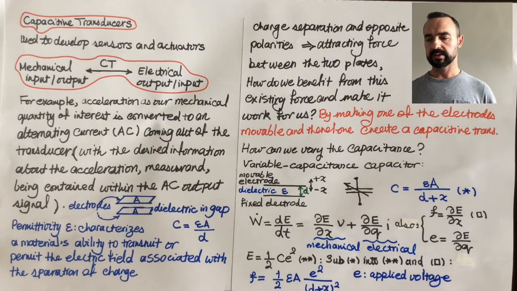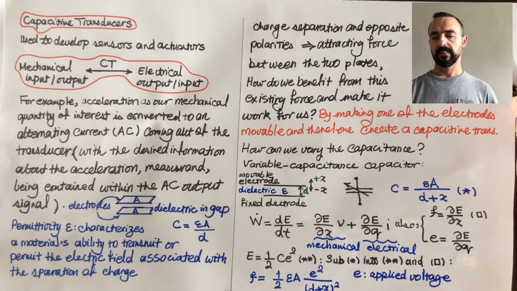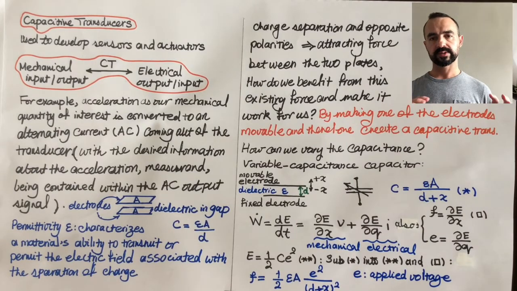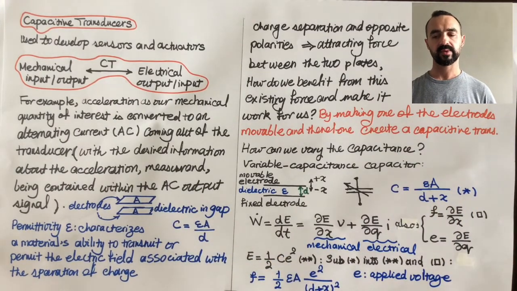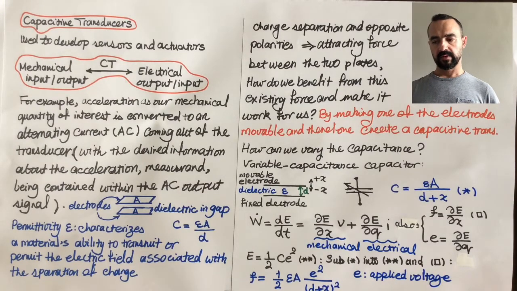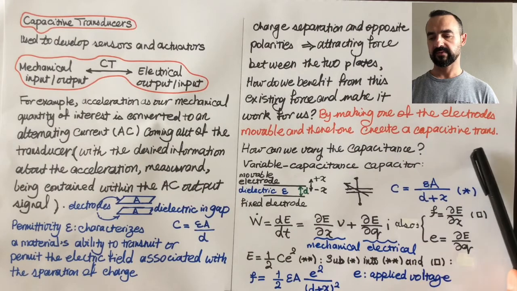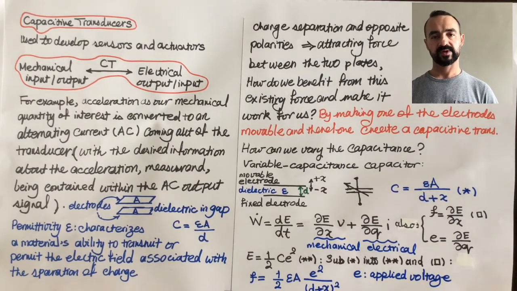Now, because we have charge separation and opposite polarities, an attracting force is created between the two plates. As long as I keep these two plates fixed, just like a normal capacitor, nothing happens. But if we let one of these electrodes move, so we have one fixed and one moving, then I can create a transducer. So by making one of the electrodes movable, we create a capacitive transducer.